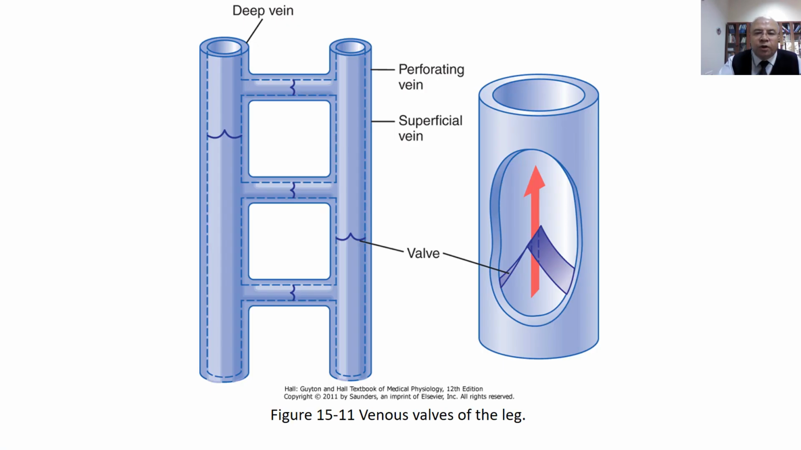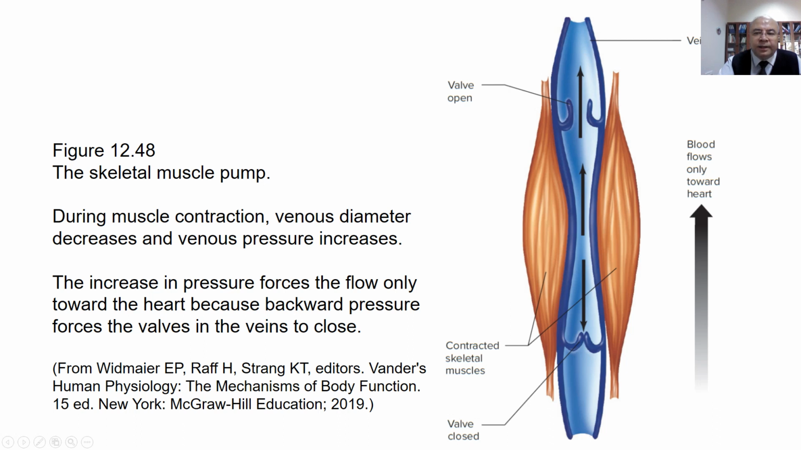So in this figure, you see the venous valves in the leg. These valves allow blood to flow only towards the heart, not backwards. And in this figure, you see the skeletal muscle pump around the veins. So when skeletal muscles contract, they move blood towards the heart.